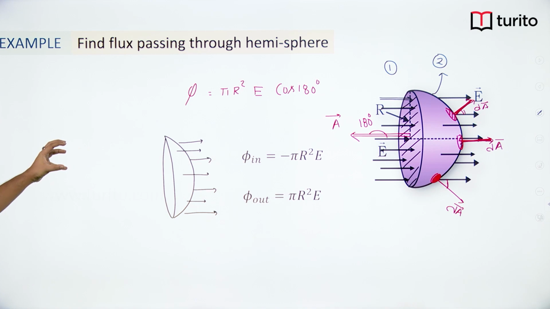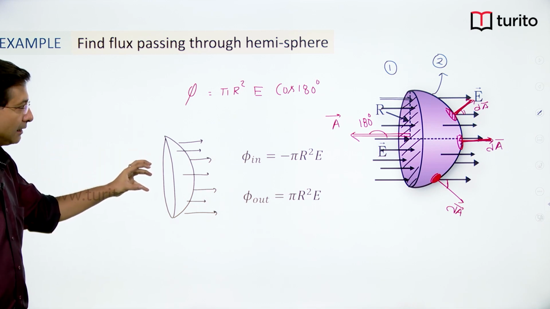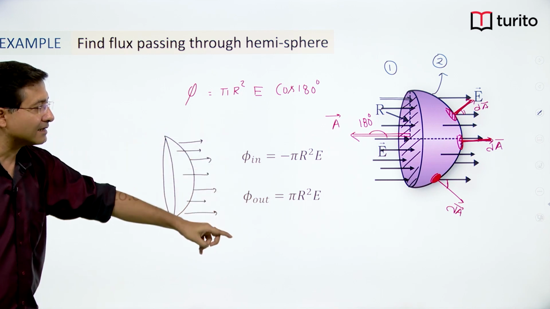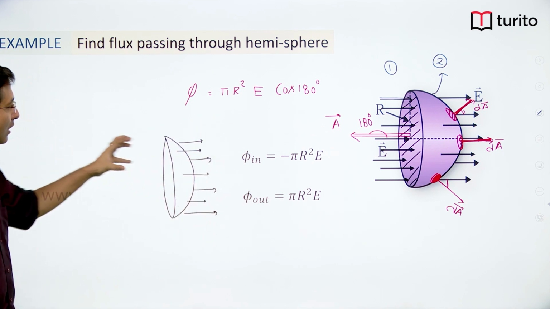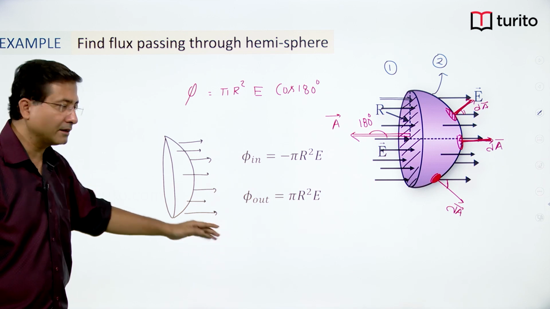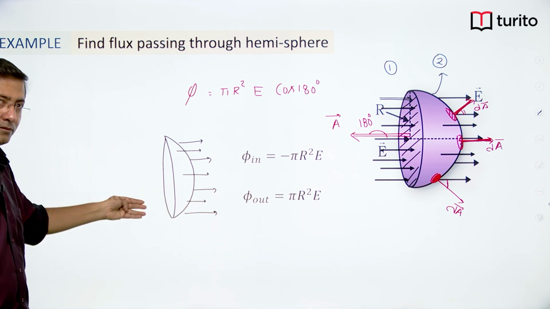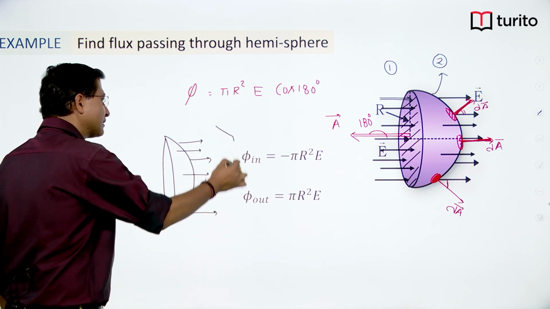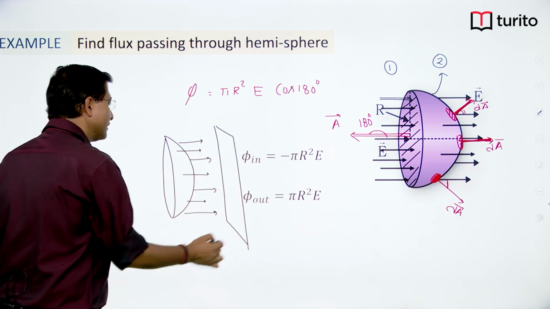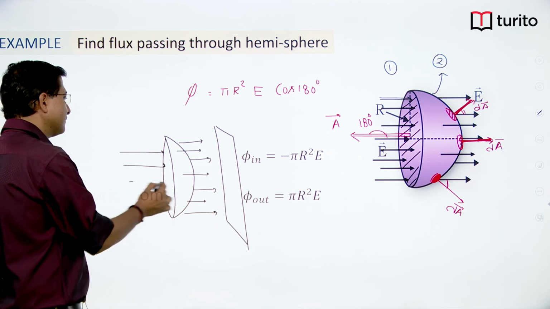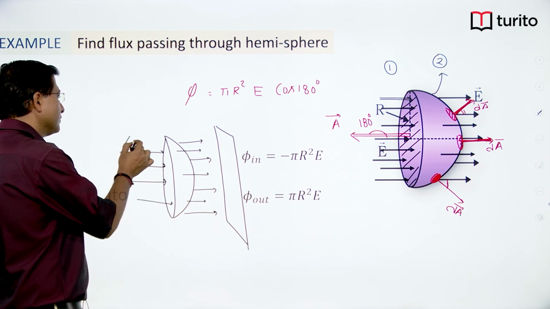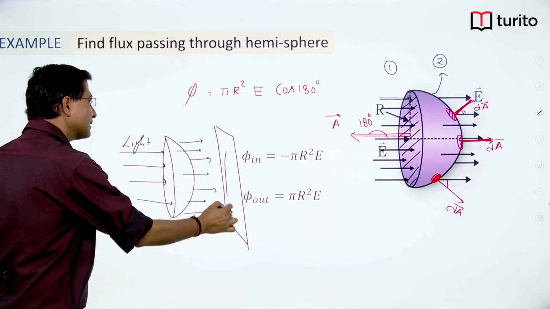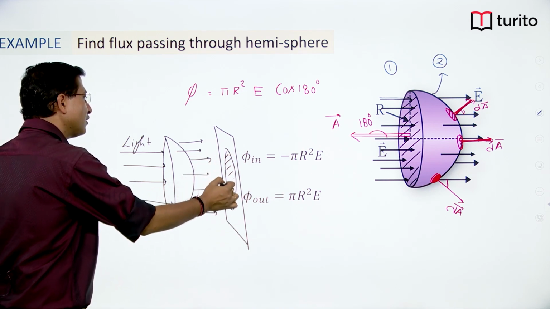If I allow light to fall, that will cast its shadow on the vertical plane as a circle. So I am allowing, forget about the field for the time being, I am allowing light to fall. On the vertical surface, if I take a vertical surface somewhere here and I am allowing light to fall, this is light, then the shadow will be something like this, a circle of radius r.